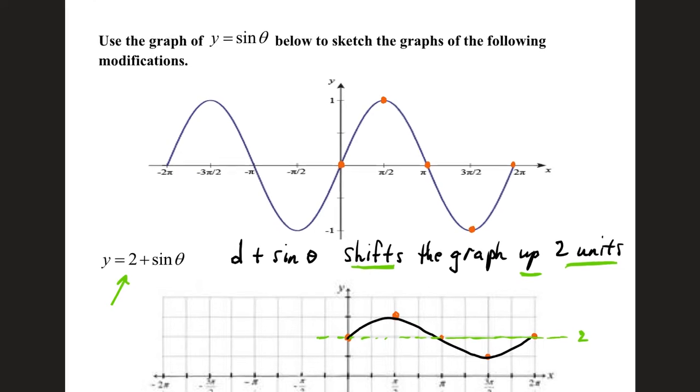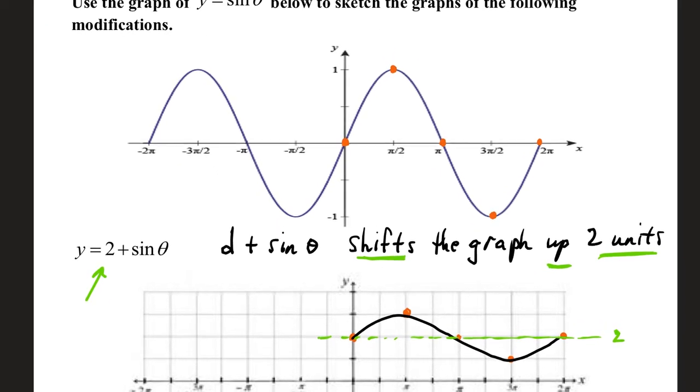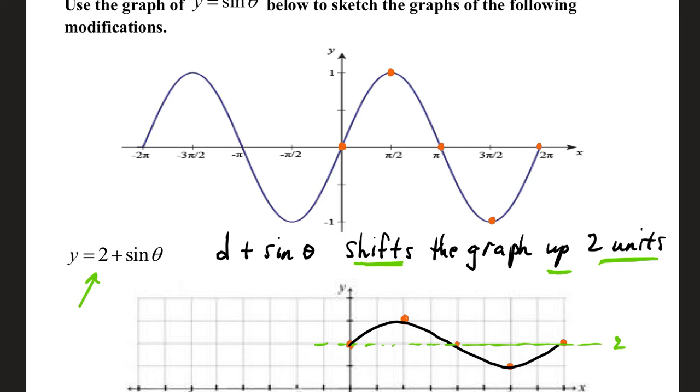Some more modifications we look at are vertical translations. That's if a number is added or subtracted to or from your trig function. Again, at the very top, we have the basic sine curve, and I just pointed out some key points of those quadrant angles for our sine value. Now, if we take our sine curve and we add 2 to all these little dots, we shift the graph up 2 units.